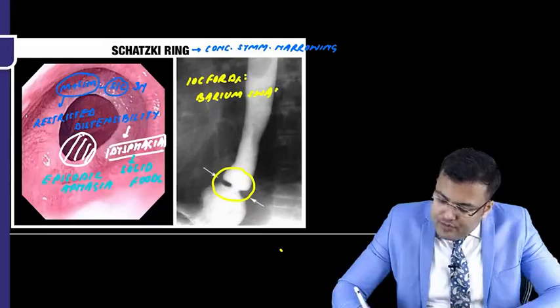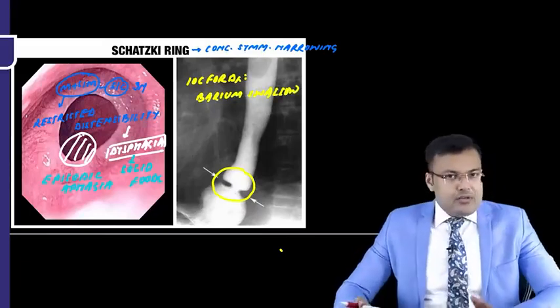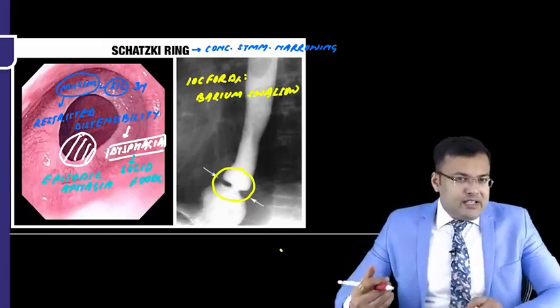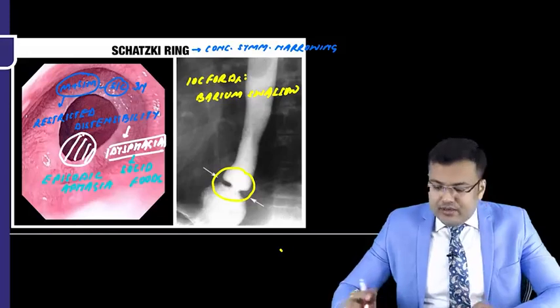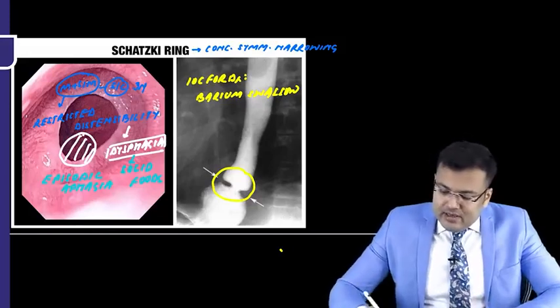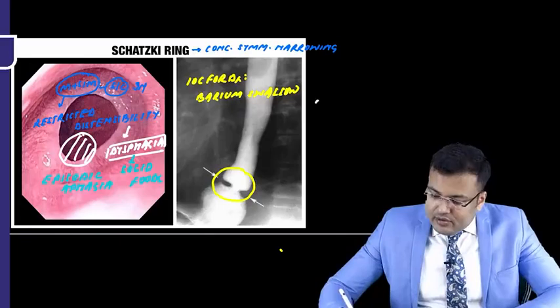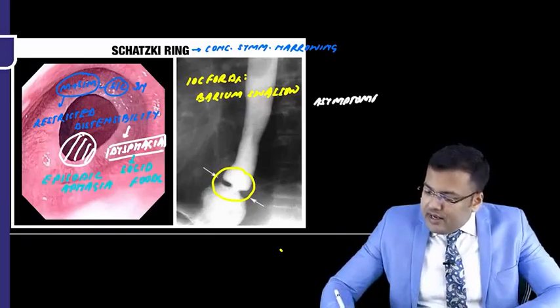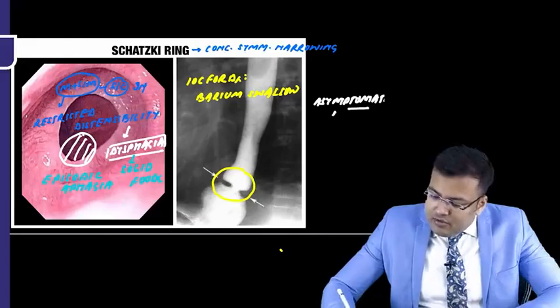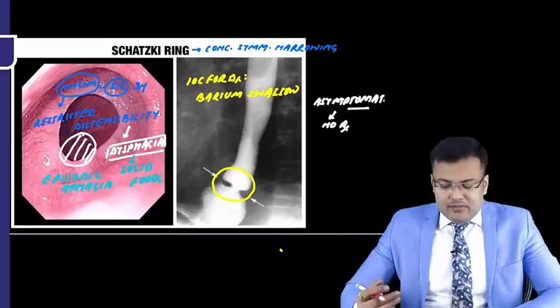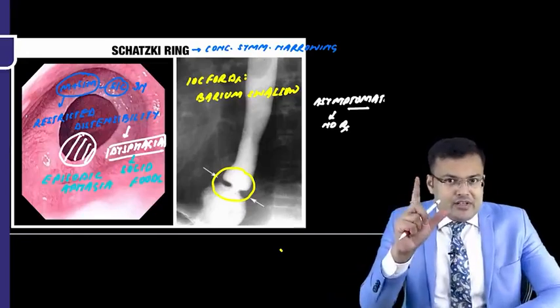This is barium swallow. Clear? Imagine a patient who is asymptomatic and it was incidentally detected: no treatment. But if the patient is symptomatic, in that case we can go for dilatation.